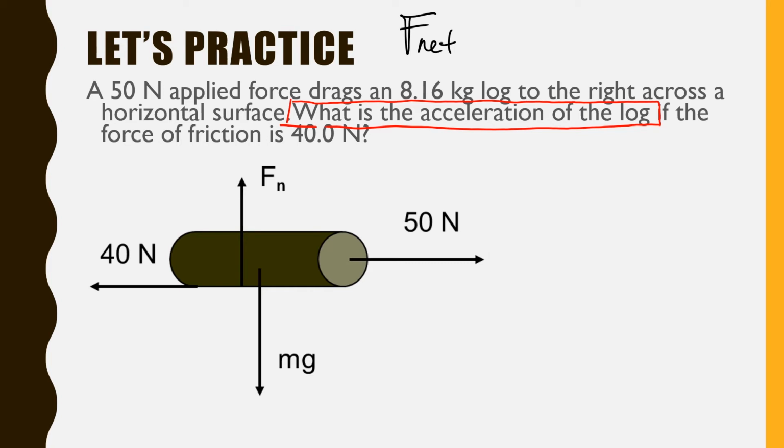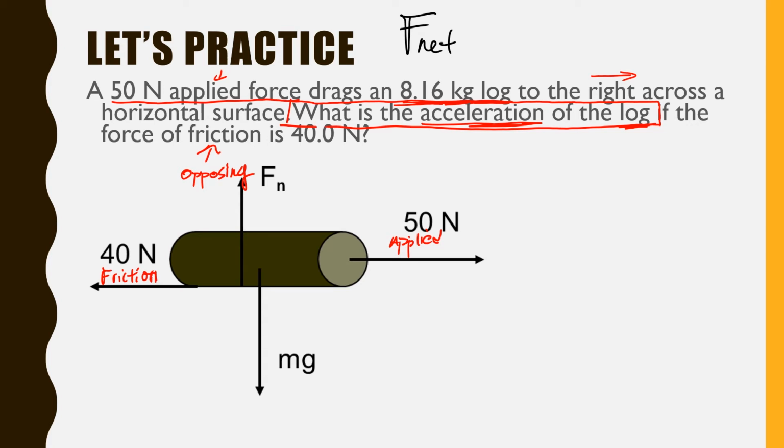So let's start underlining. A 50 newton applied force, okay, you want to have that applied part, that's kind of important, drags a 8.16 kilogram log to the right. So we know our applied force is going to the right across a horizontal surface. So we know it's horizontal. If the force of friction is 40 newtons. Now friction is an example of an opposing force, which means it's going to go in the opposite direction. So this right here, this 40 is friction.